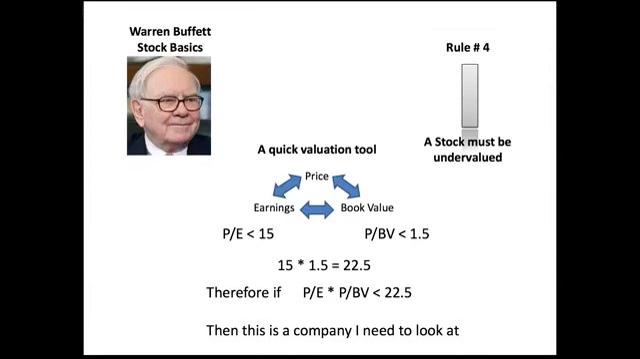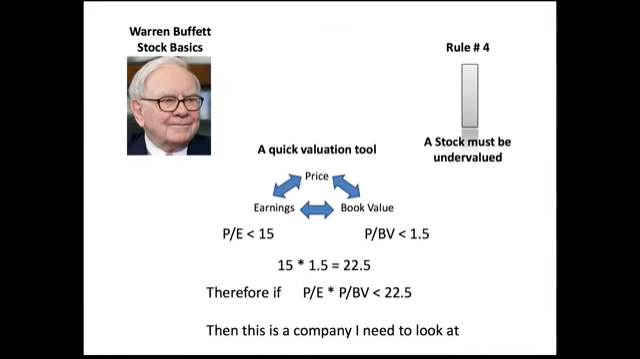So what he said is I'm looking at this big book of all these ratios and terms. I can quickly assess whether a company is something I'm interested in by taking that PE and multiplying it times the price to book. And if the number comes out below 22.5, this is probably a company that I really want to take a closer look at.